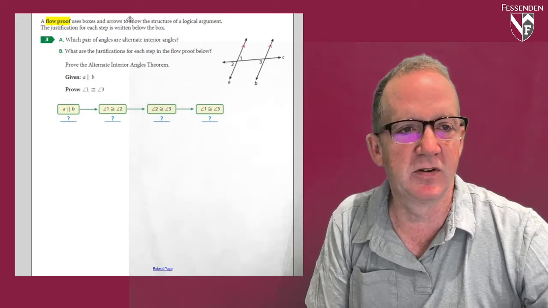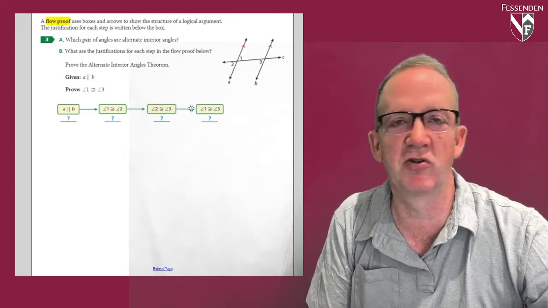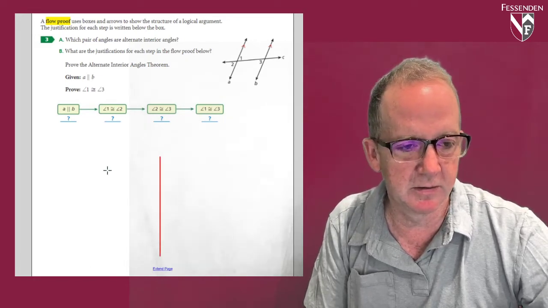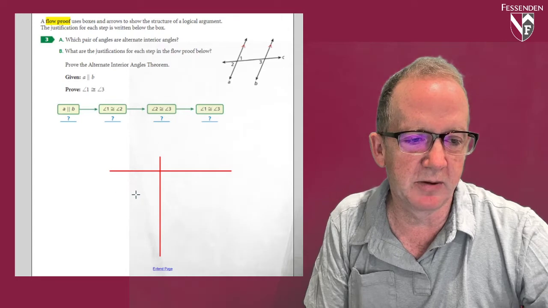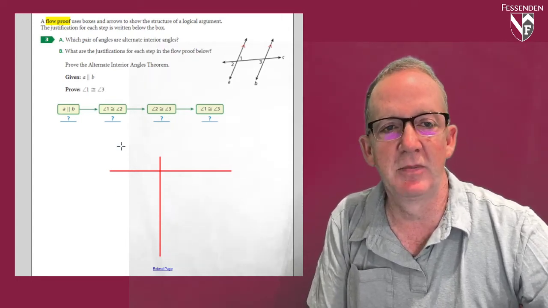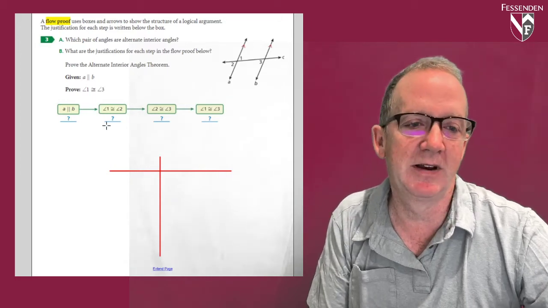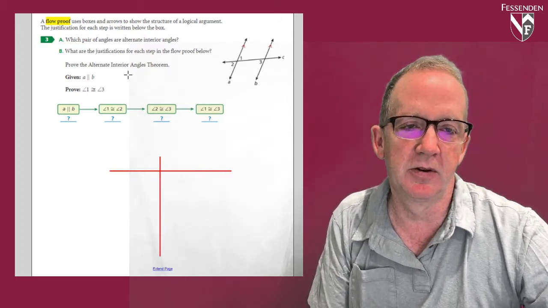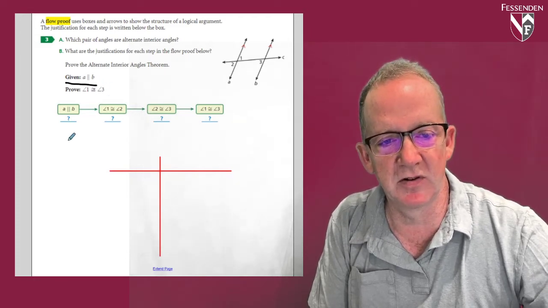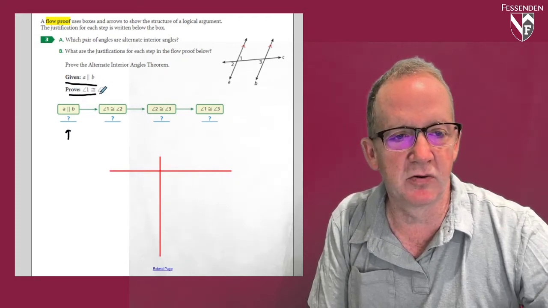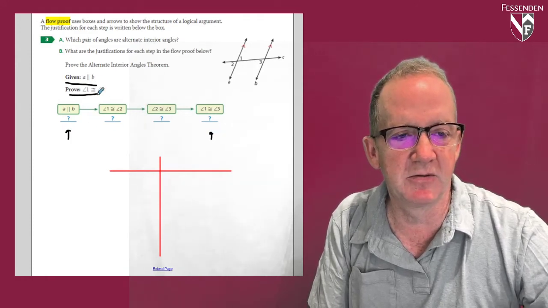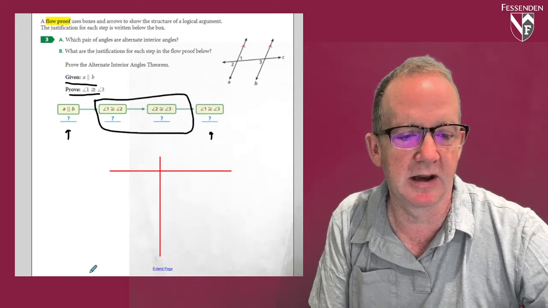So a flow proof uses boxes and arrows to show the structure of logical argument. And you could say that in a statement and reasons. You know, sometimes you don't know how the different statements relate to each other. But within a flow proof, you definitely can see the connections here. So again, a very similar idea to what we've been doing with proofs. You have the given, which is in the start. And what we're trying to prove is in the end. And then we have to fill in this middle, connect it together.